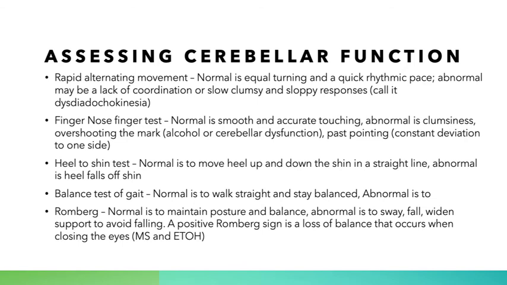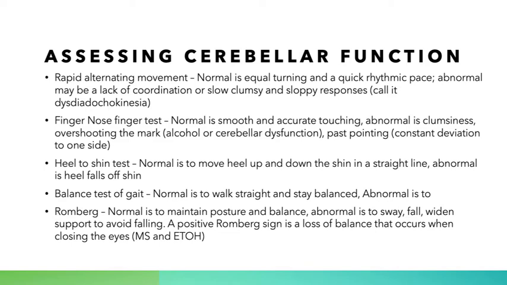The next test that we are going to perform is the Romberg test. Ask the person to stand with their feet together and arms at their side. Once they are in a stable position, ask them to close their eyes and to hold that position for about 20 seconds. During this time, you should stand very close to the person because if they start to fall, you definitely want to be able to catch them.